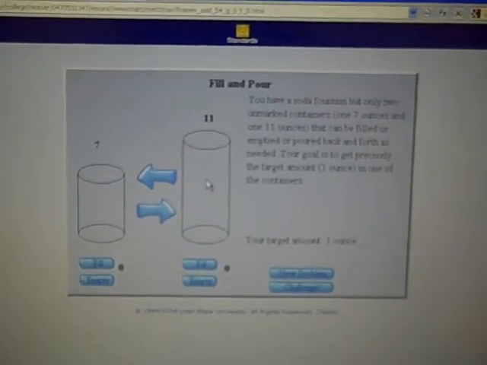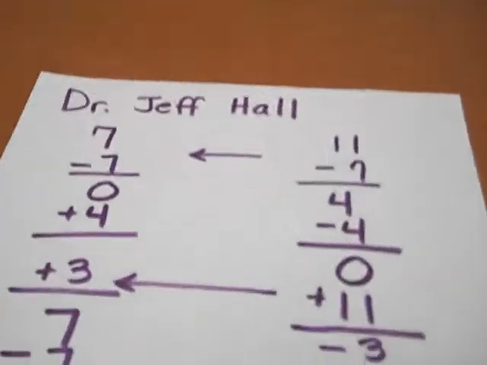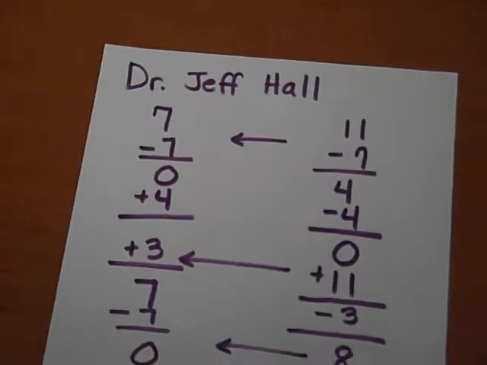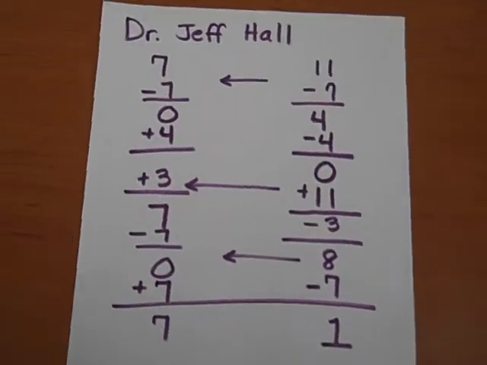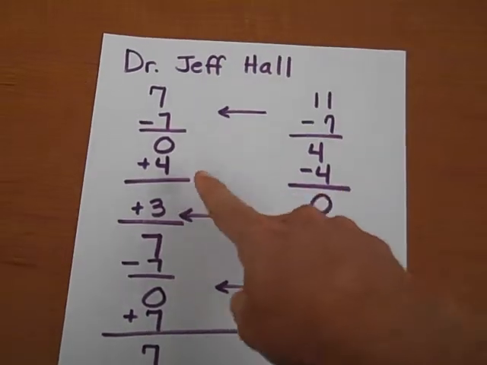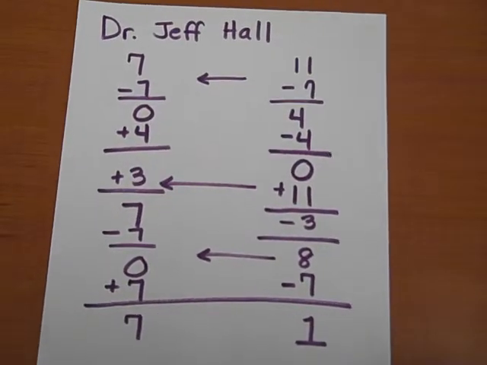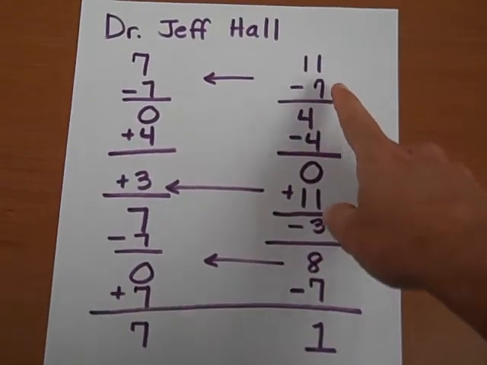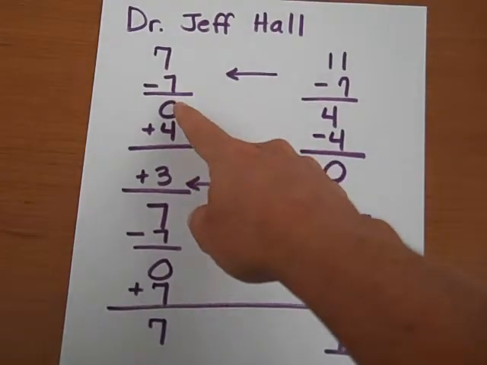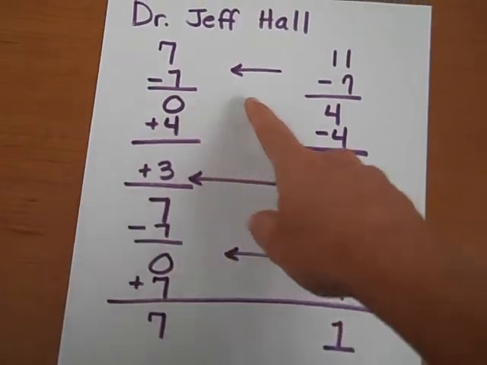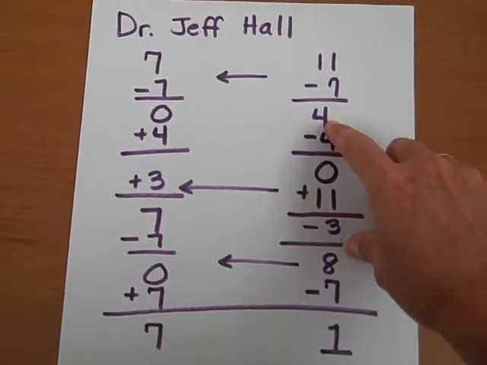I did ask for help on this one. I asked Dr. Jeff Hall from the Atlanta campus, and what he did was just like I've written out right here, where he did it on paper before he went over to try to do it on the computer. So if this one is full at 11 and this one is full at 7, we want to make sure this one has 0. So we empty out 7 from the 11 and we're left with 4.